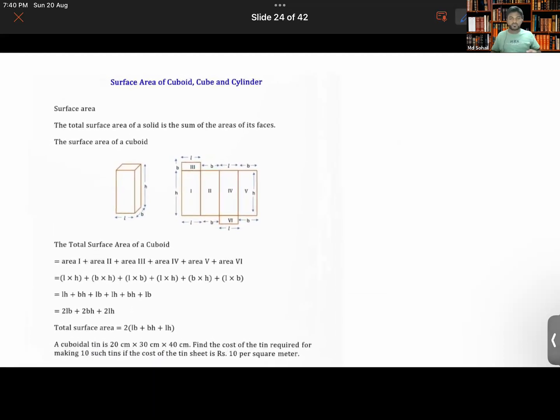Look at the first figure here. What is it? That is a cube or cuboid.